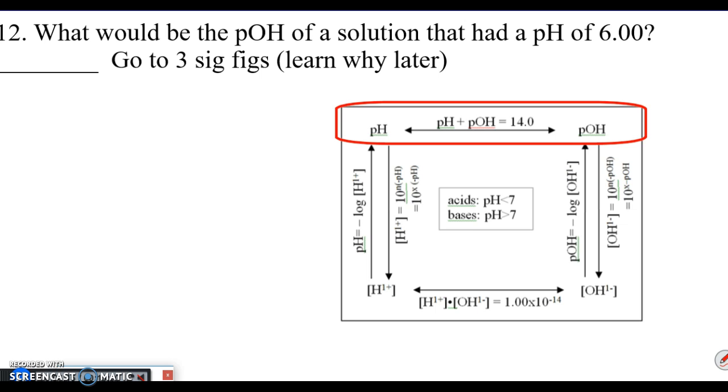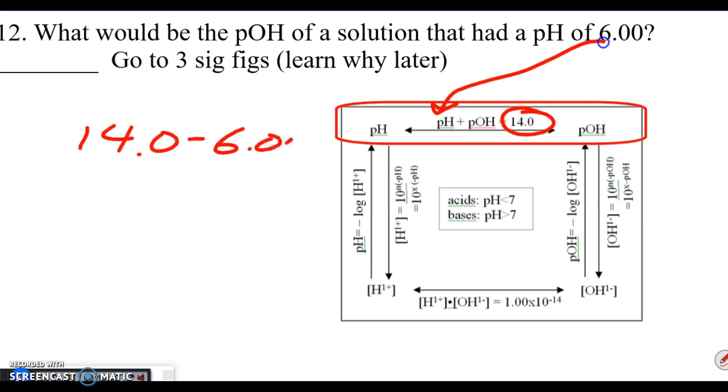So what would be the pOH of a solution that had a pH of 6? Well, put that pH right there. 6 goes right there. All has to add up to 14. So if you manipulate this, you can end up having 14 minus 6.00 to equal your pOH. You do that math and you get 8.00. I ask you to go to 3 sig figs, and I'm going to talk more about that later on.